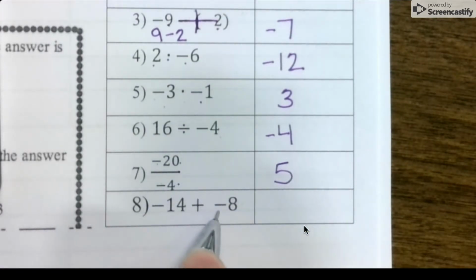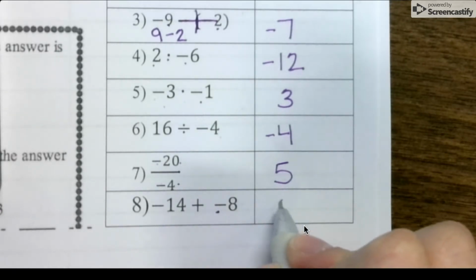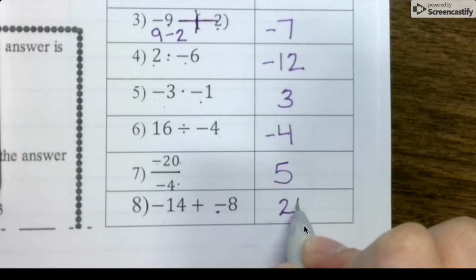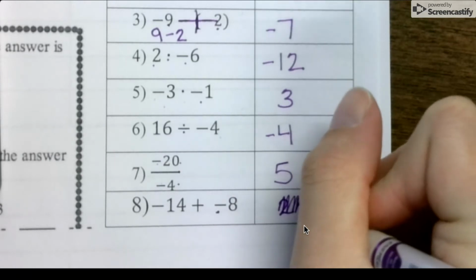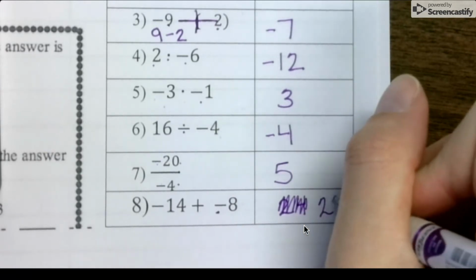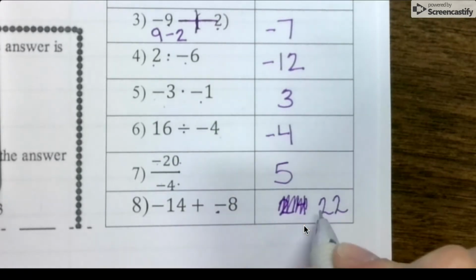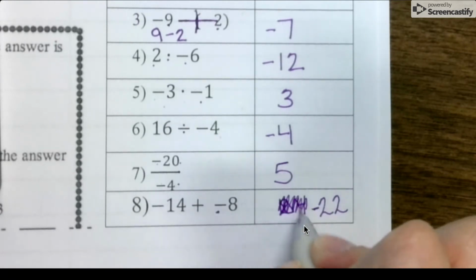Negative 14 plus negative 8. Signs are the same, so let's add those together and get 24. Nope, 22. My bad. And the signs are the same, so it stays negative.